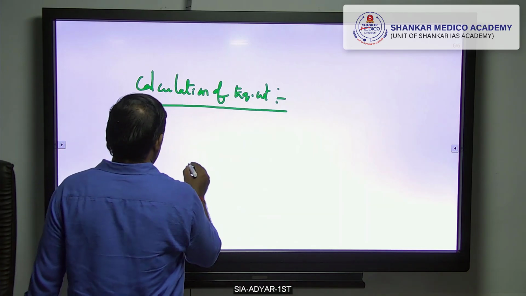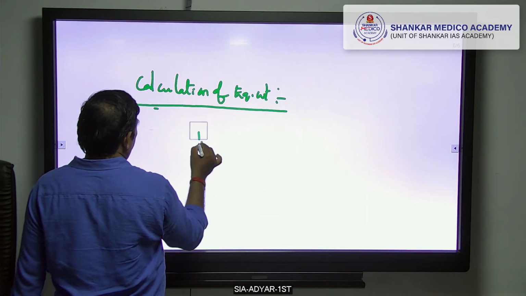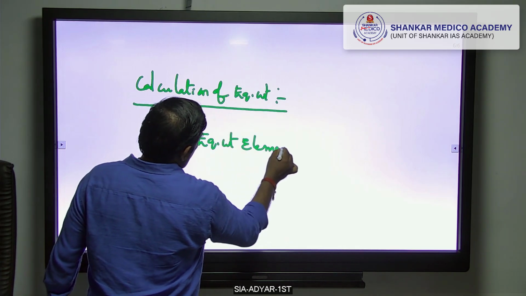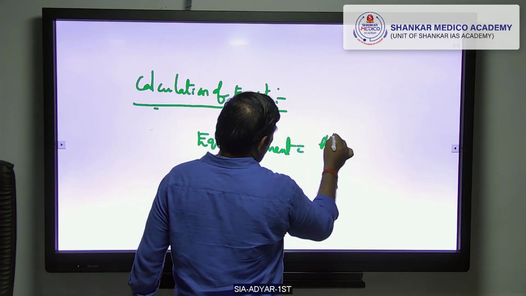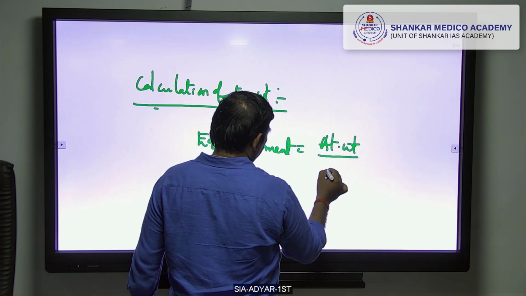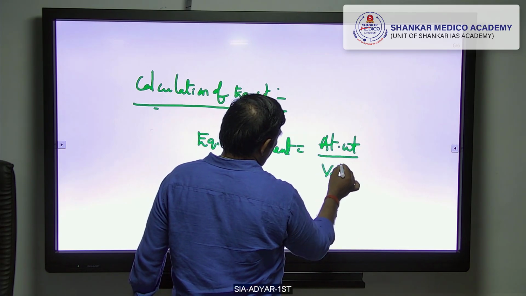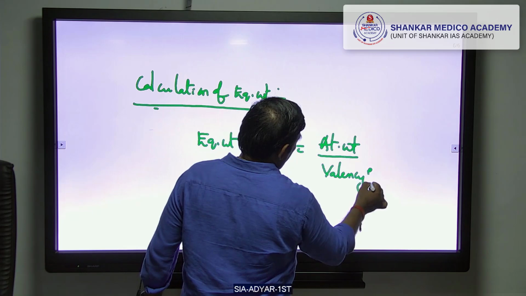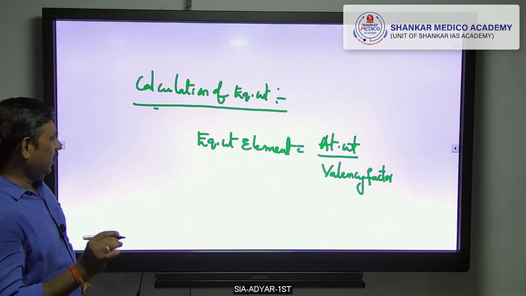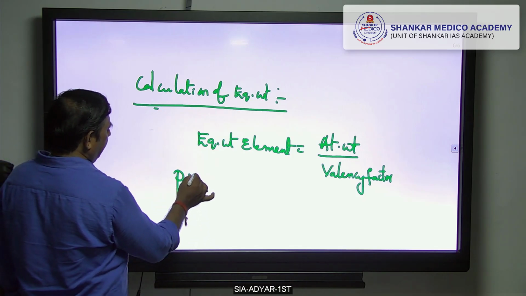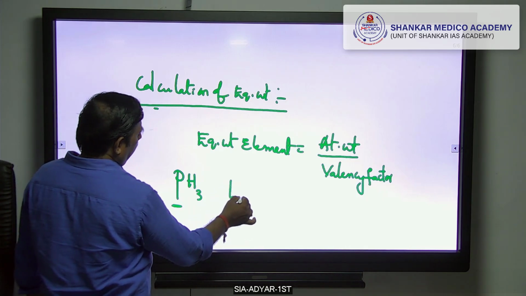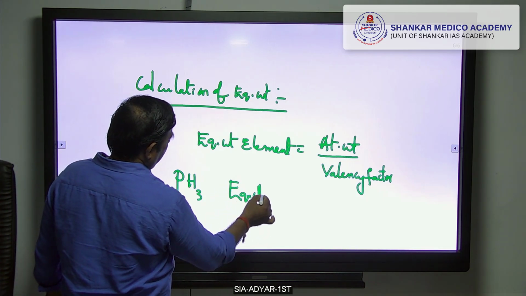Suppose you have to calculate the equivalent weight of an element. Equivalent weight of an element is equal to atomic weight upon valency factor, or n factor. So the question is: calculate the equivalent weight of phosphorus. How to calculate the equivalent weight of phosphorus?